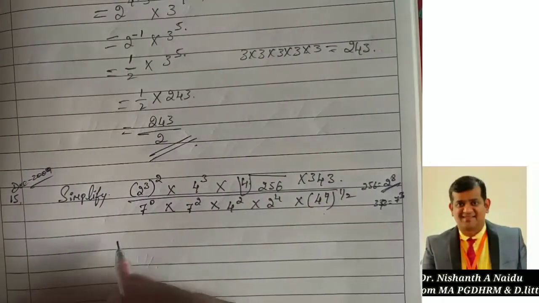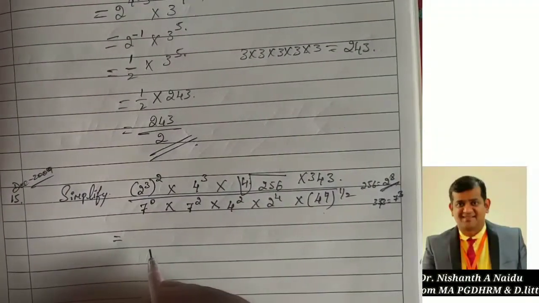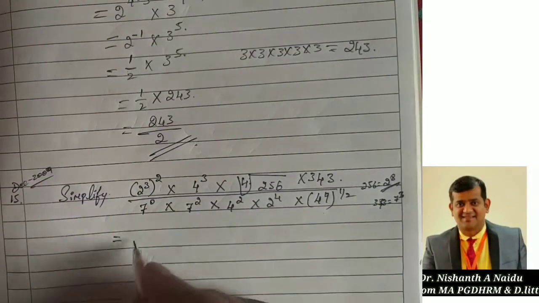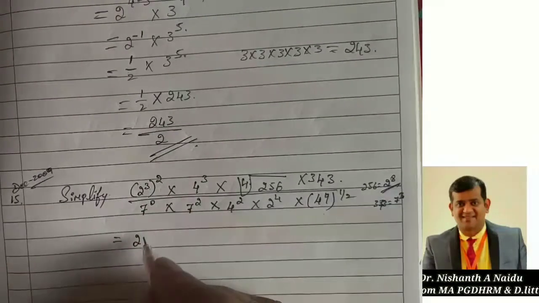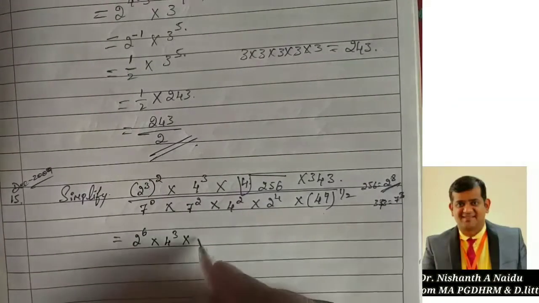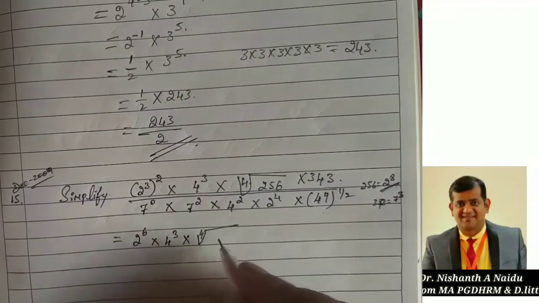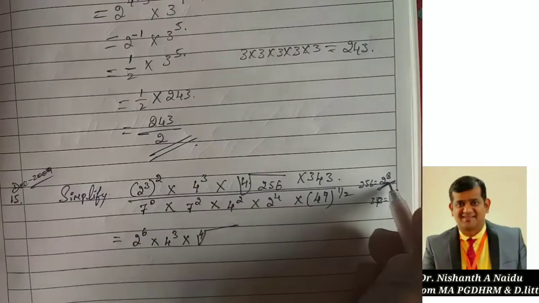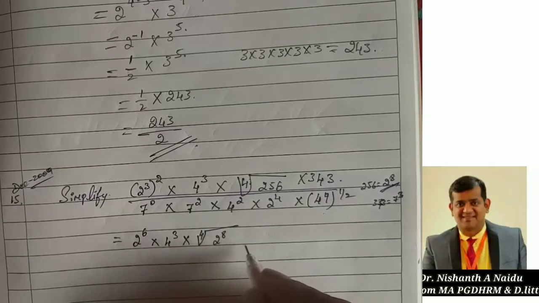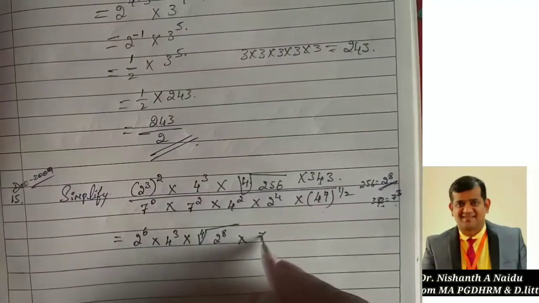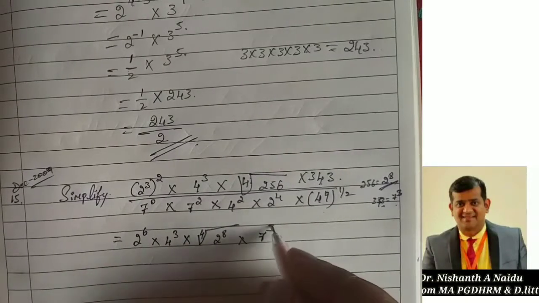So now let us concentrate on the solution part. The solution starts with 2 to the power 3 whole power 2, so that means 3 twos are 6: 2 to the power 6 into 4 to the power 3, that remains there, root 4. Now 256: what is the converted value for 256? 2 to the power of 8 we have found. Then into 343, what is the answer? 7 to the power of 3. Clear? 7 to the power of 3.